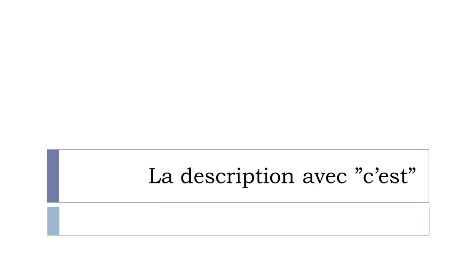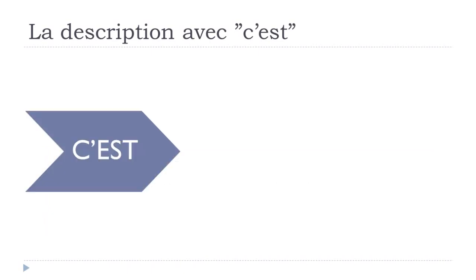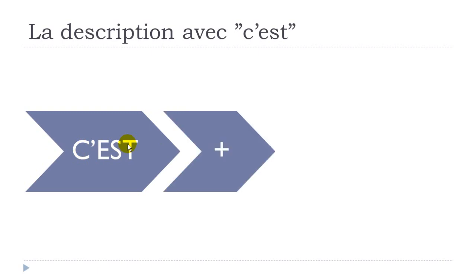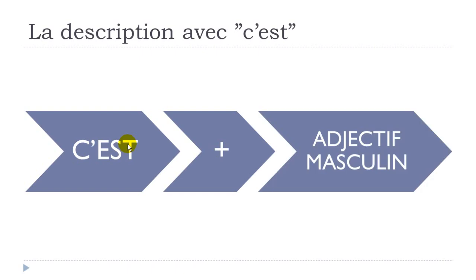Okay, la description avec c'est. So let's start. If you want to use this c'est option to make a description, it would technically be directly translated as it is or this is. But then in French, you will have to add the adjective after that, and the adjective should be all the time in the masculine form. Okay, so remember, if you want to describe something, you can use this c'est. And that's really a common way to describe things. It is, this is, but the adjective that comes after should be in the masculine form. So we'll see a few examples now.